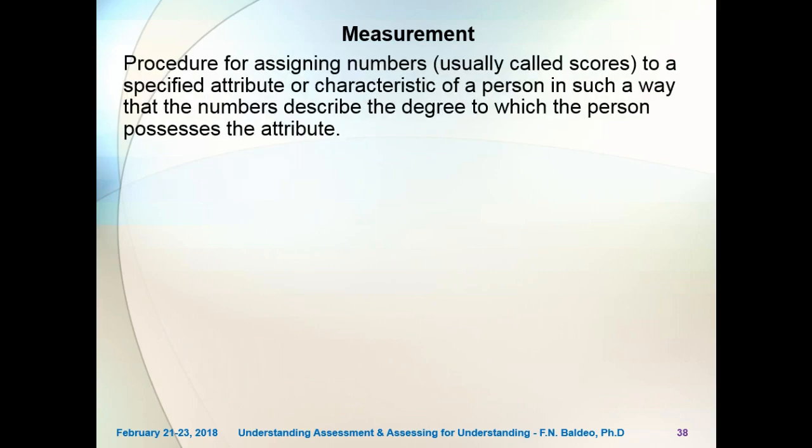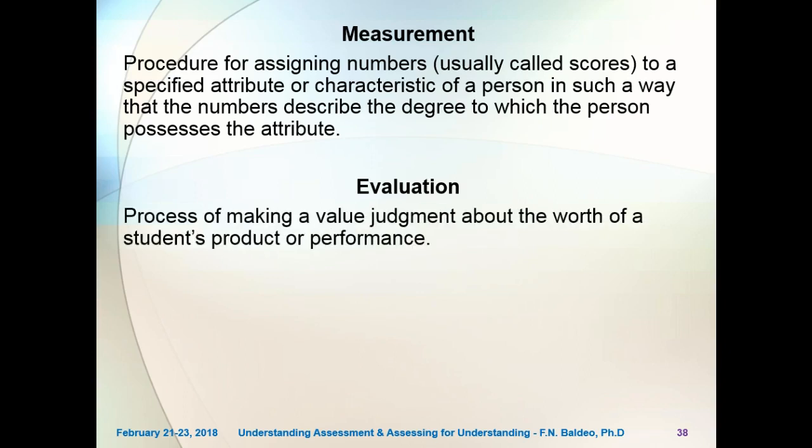Measurement is a procedure for assigning numbers, usually called scores, to a specific attribute or characteristic of a person in such a way that the numbers describe the degree to which a person possesses that particular attribute. And of course we have evaluation, which we're going to look at even further in more detail. But it's a process of making a value judgment about the worth of a student product or performance.